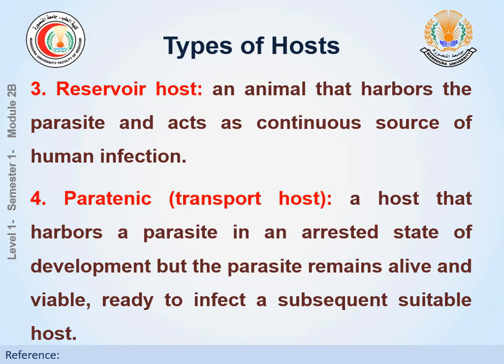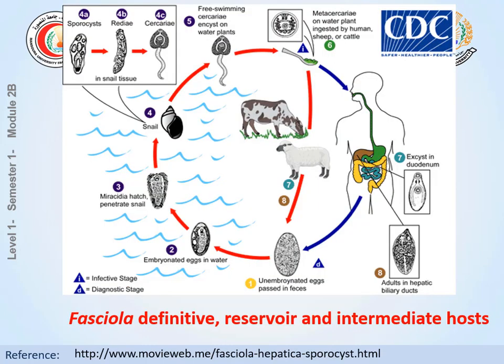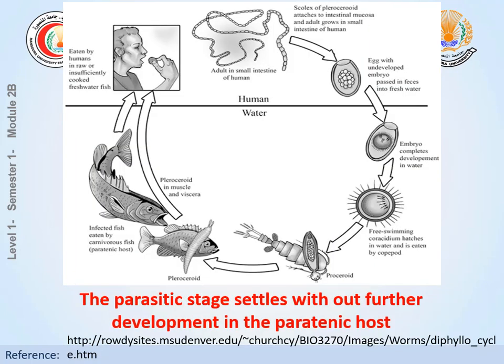The parasite uses the transport host as a means of transport. They neither multiply nor develop from one stage to another in the transport host. Review this life cycle and find out the definitive, the reservoir, and intermediate hosts. Examine this one and notice that this parasite uses fish as a means of transport before infecting its final suitable host.